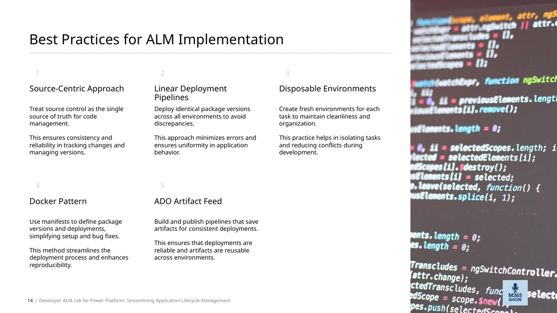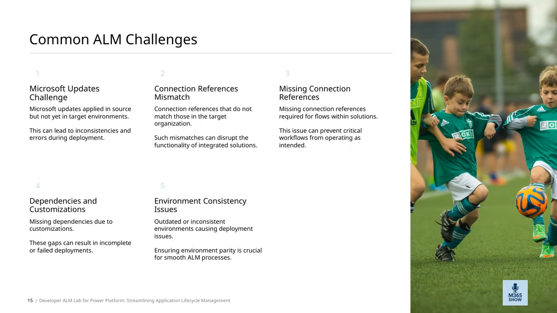Finally, adopting linear deployment pipelines and treating source control as the single source of truth really ties everything together. This approach guarantees that our code management is reliable and tracking changes becomes straightforward, making sure we're always working with the most accurate version of our code. Altogether, these best practices help us streamline our ALM process, improve reliability, and maintain consistency across all stages of application development and deployment. Let's take a look at some common challenges we face in application lifecycle management.